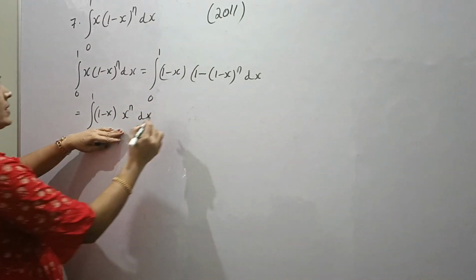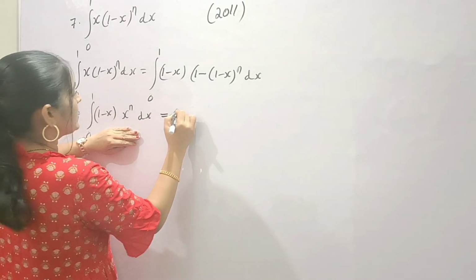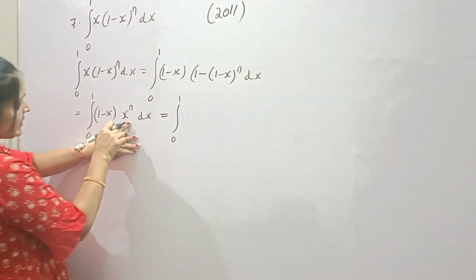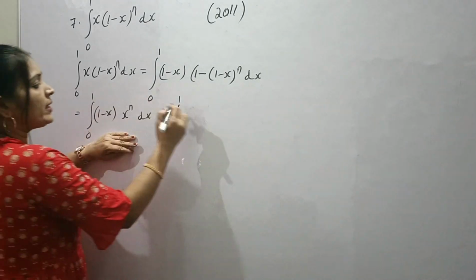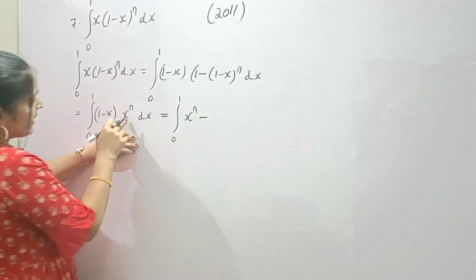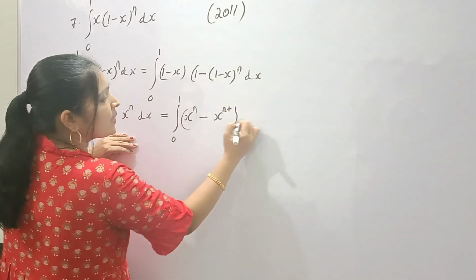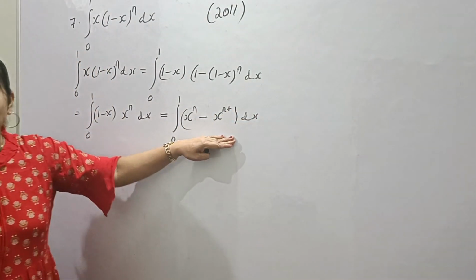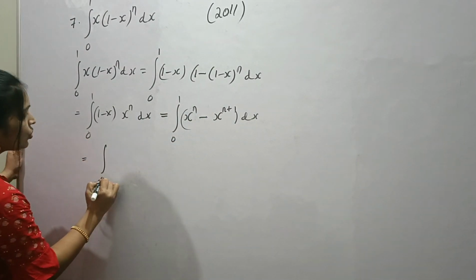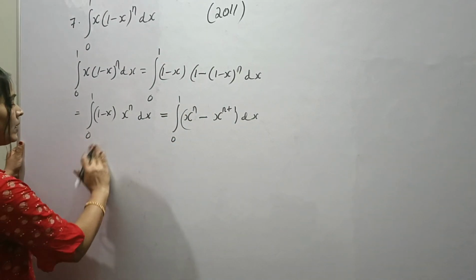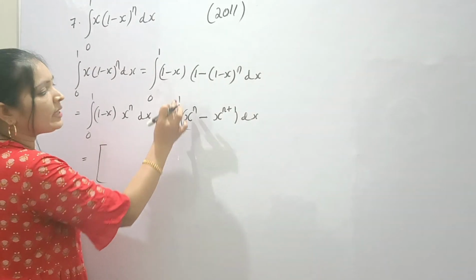So here this can be written as the integral from 0 to 1 of (1 minus x) x raised to n. Expand this: x raised to n into 1 is x raised to n, minus x raised to n into x is x raised to n plus 1. See, now we can integrate it directly, right? So here that is equal to the integral from 0 to 1. Let's integrate it. First, here the integral from 0 to 1 of x raised to n dx.